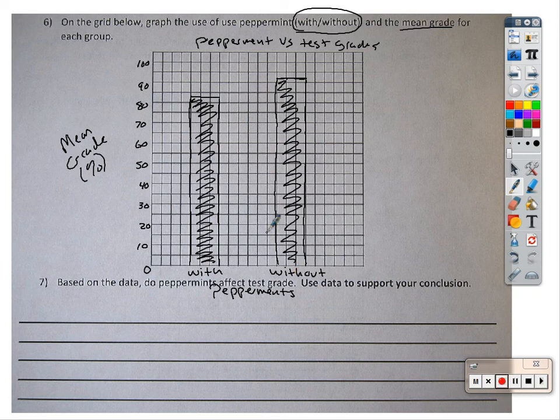Again, the bars aren't touching. That's an important thing we talked about in class. We don't want the bars to touch in a bar graph. Again, our bars are equal, with everything I look for.